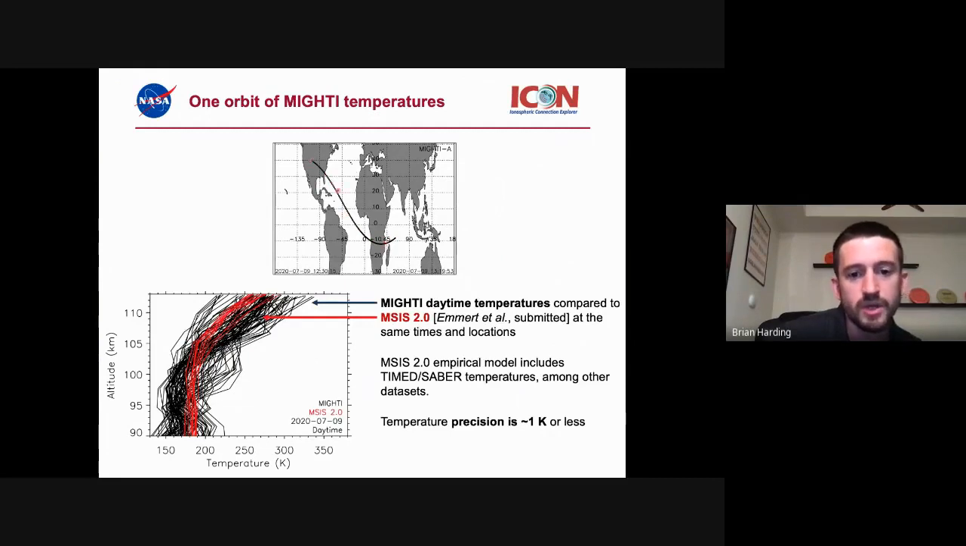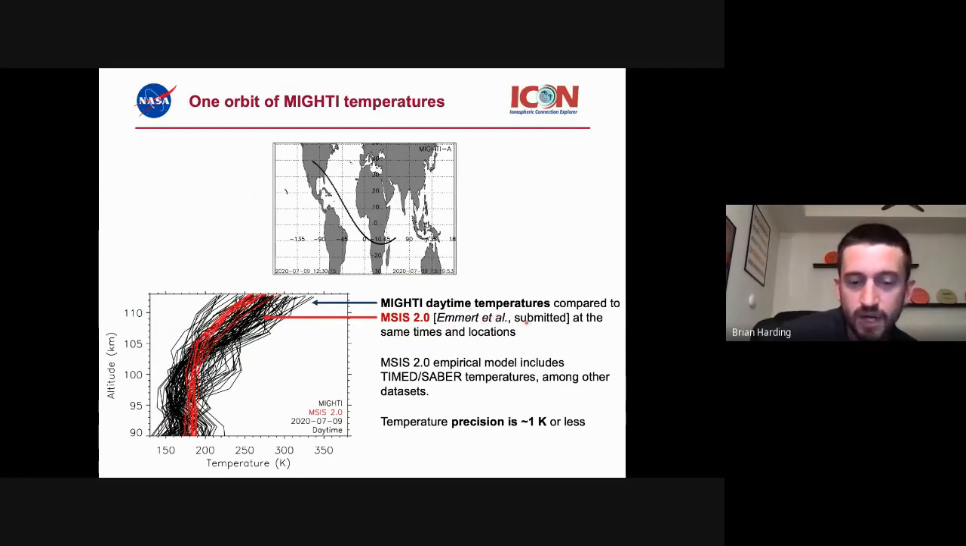It makes a measurement every 30 seconds during the day, so we have many tens of profiles across this dayside pass. Those temperature profiles are shown here in black. And for context, shown here in red are the MSIS 2.0 profiles at the same place and same time. Just to show that the MSIS 2.0 sort of falls within the envelope of MIghty measurements, though of course the MIghty measurements are much more variable since MSIS is only a climatology.